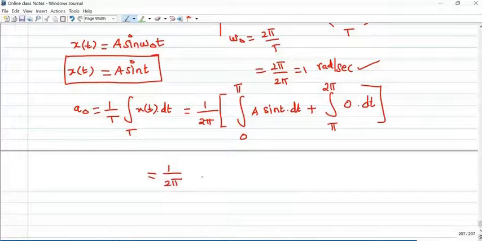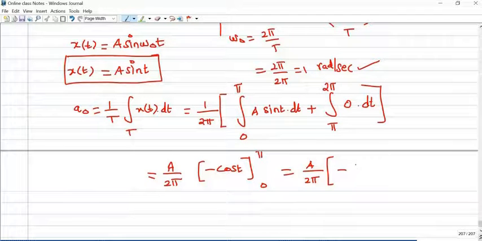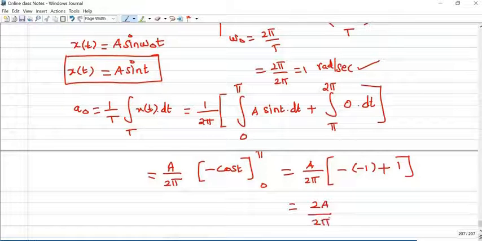So 1 divided by 2 pi, A is a constant, integral of sin theta is minus cos theta. Substitute 0 to pi. So A divided by 2 pi times minus cos pi. Minus cos pi value, minus 1. Minus of minus, plus cos 0. Sin 0 is 0, cos 0 value 1. So 2A divided by 2 pi. So A naught value is A divided by pi.